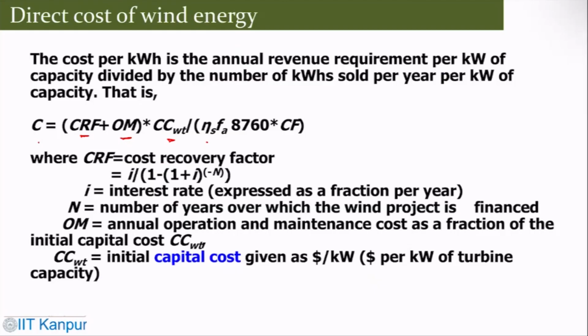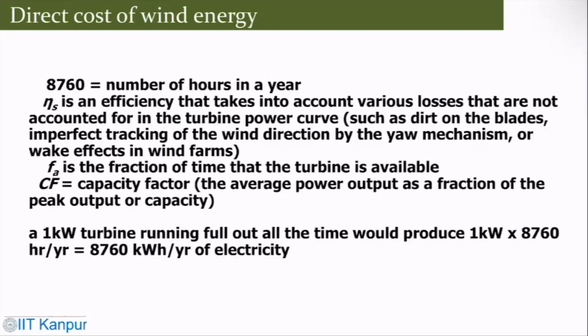your efficiency, some fraction of available time, then the capacity factor. So you can see here this efficiency takes into account variable losses that are not accounted for in the turbine power curves, such as dirt on the blades, imperfect tracking of the wind direction by the yaw mechanism, and wake effects in wind turbines. F is the fraction of the time that your turbine is available for use.